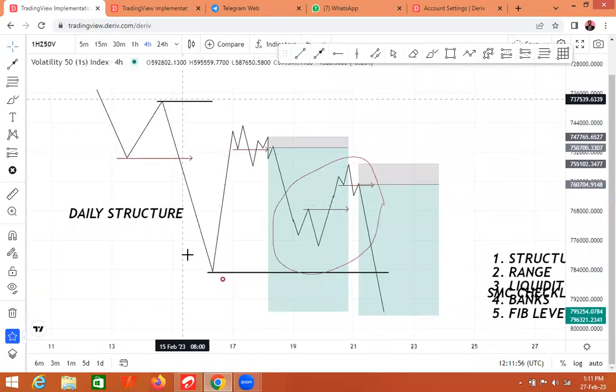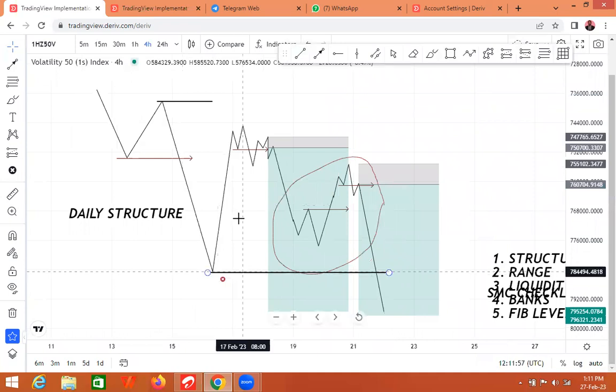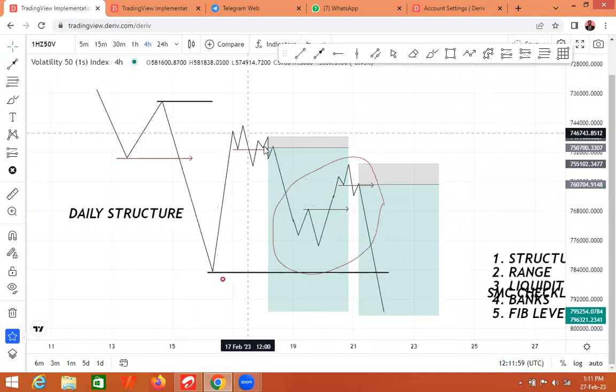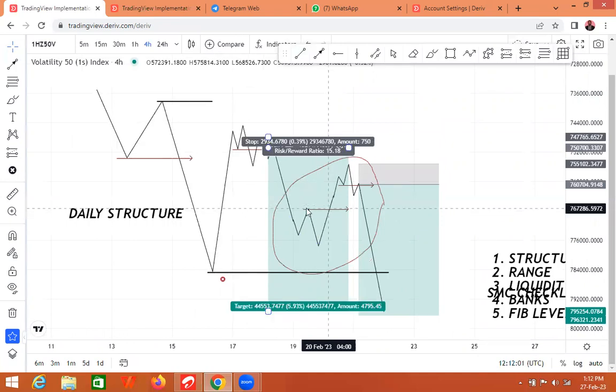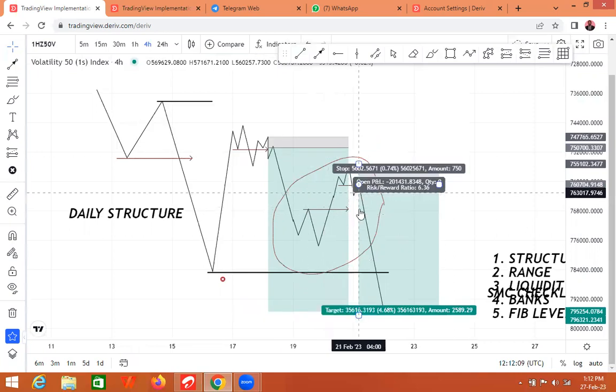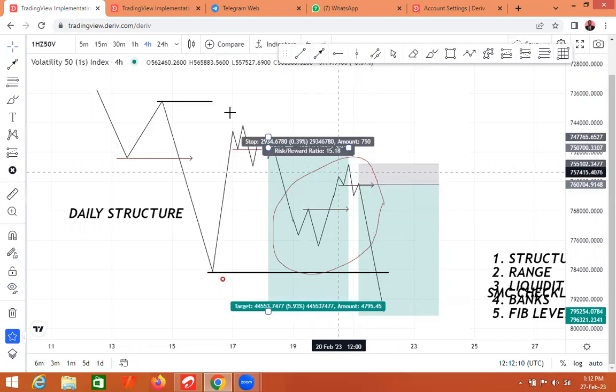Your range is identified. Price comes, you miss the first entry. Once price breaks above, don't look to buy. Once there is an accumulation, the accumulation comes for a redistribution. Accumulation to give you a redistribution. Yes, that's how we play it.